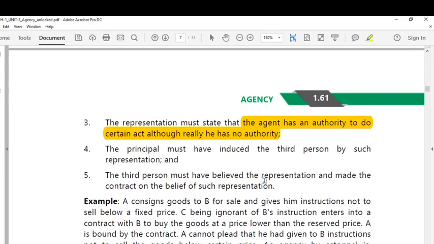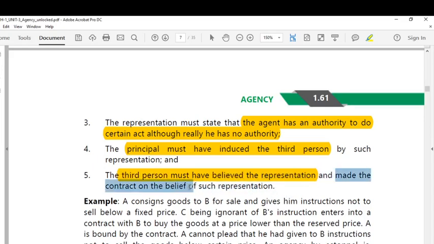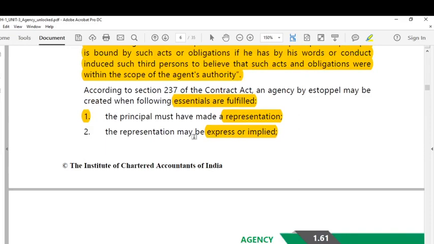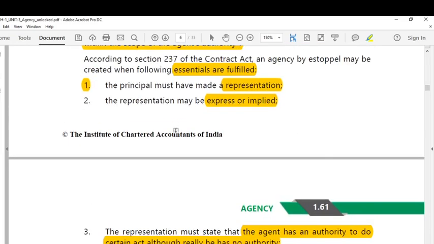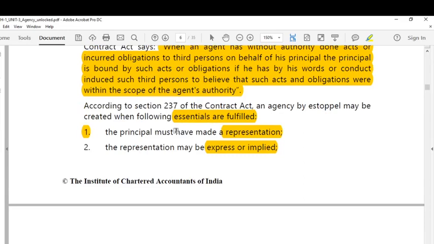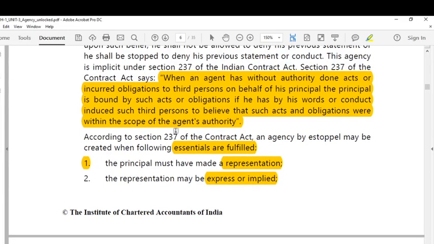The principal must have induced the third person by such representation. The third person must have believed the representation and made the contract on the basis of such representation. The third person must have believed the representation, and based on that belief he made a contract. So if these five essentials are satisfied, then an agency by the principle of estoppel will get established.